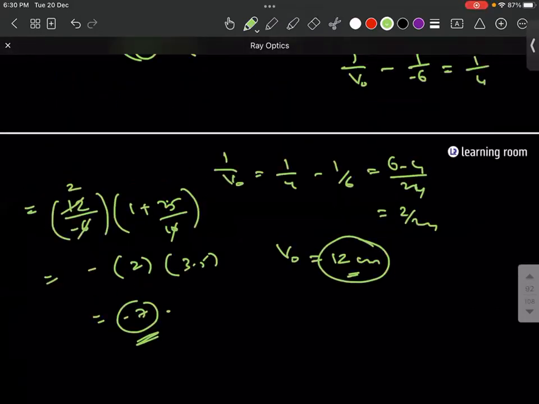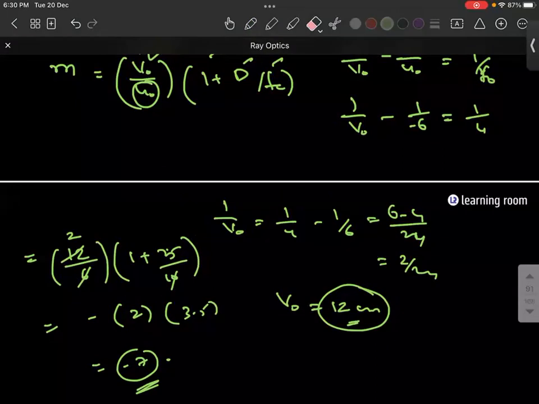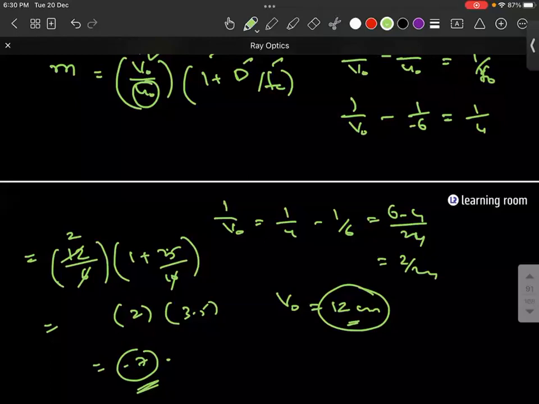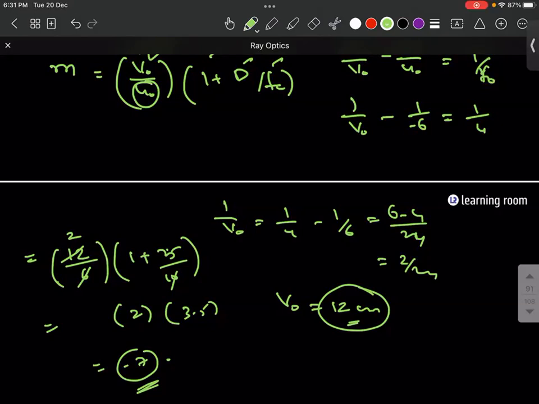Since this is a case specific problem, you need not put the minus sign because it is already applied while you're deriving it. So I hope by now you would have understood where to use sign convention and where not to use sign convention.